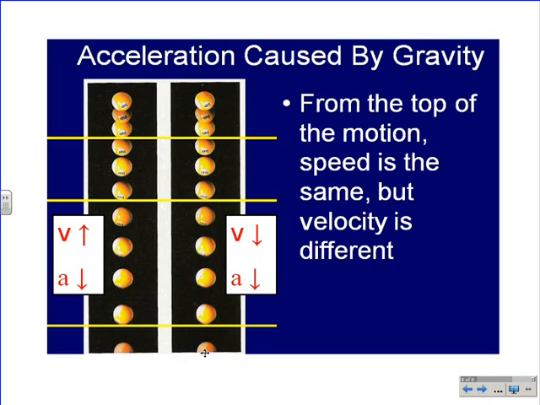So gravity causing the acceleration downwards always causes the same acceleration, 9.81 meters per second squared here on Earth, but depending on the motion of the object, that may cause an object to speed up, or it may cause an object to slow down.